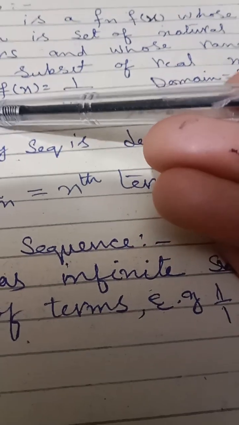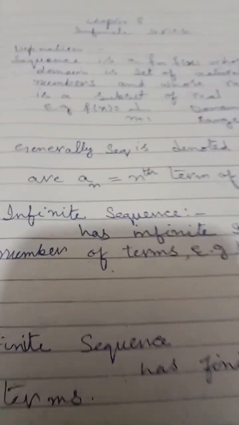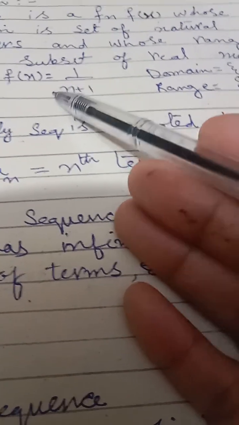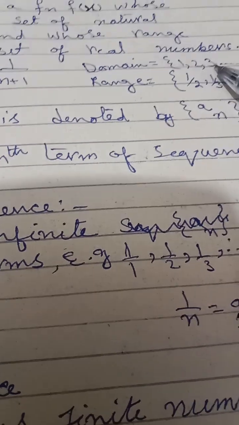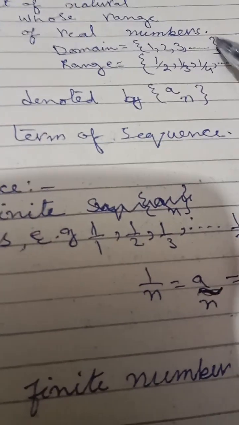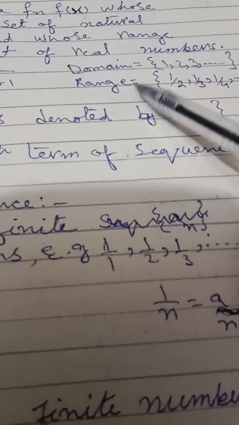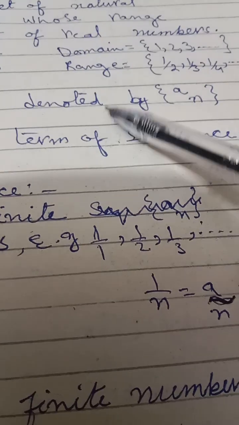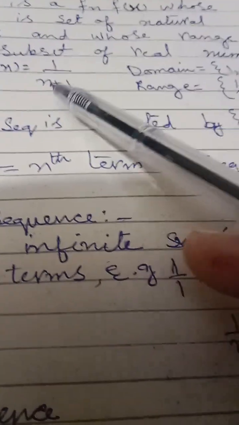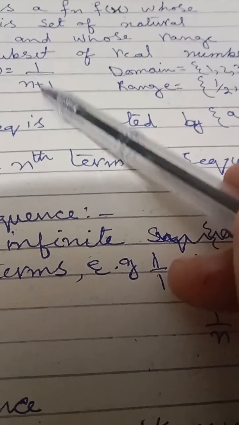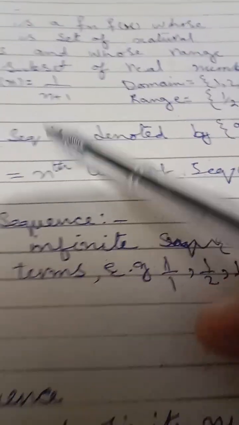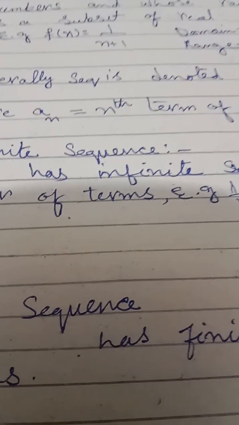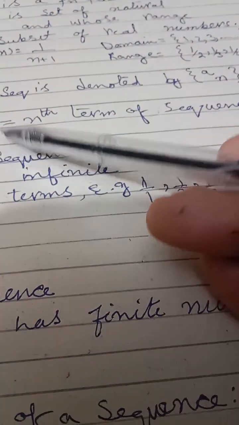Example: for f(x) = 1/(n+1), the domain is 1, 2, 3 and so on to infinity. The range is 1/2, 1/3, 1/4 and so on to infinity. We get and generate sequences denoted by an, and an is the nth term of the sequence.